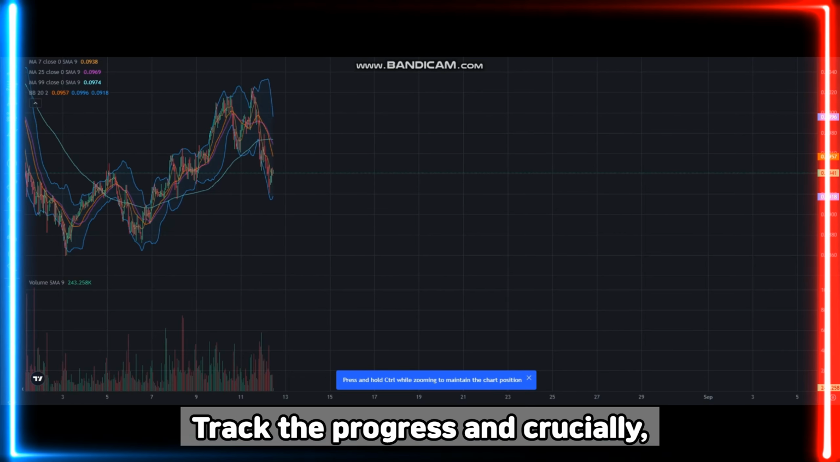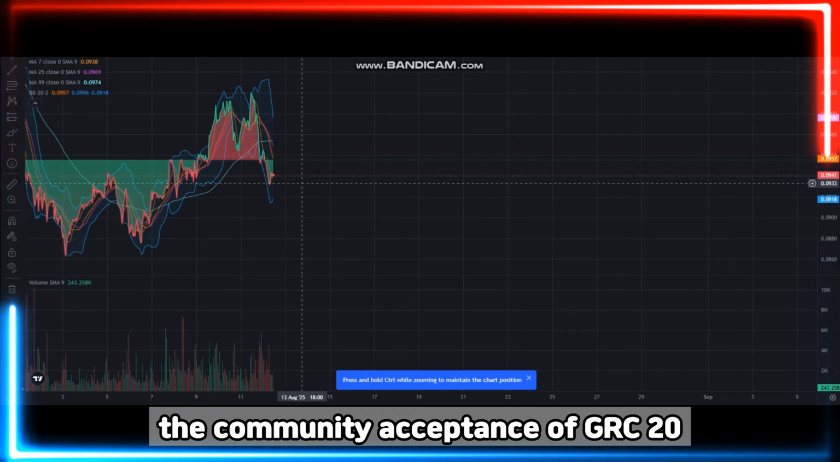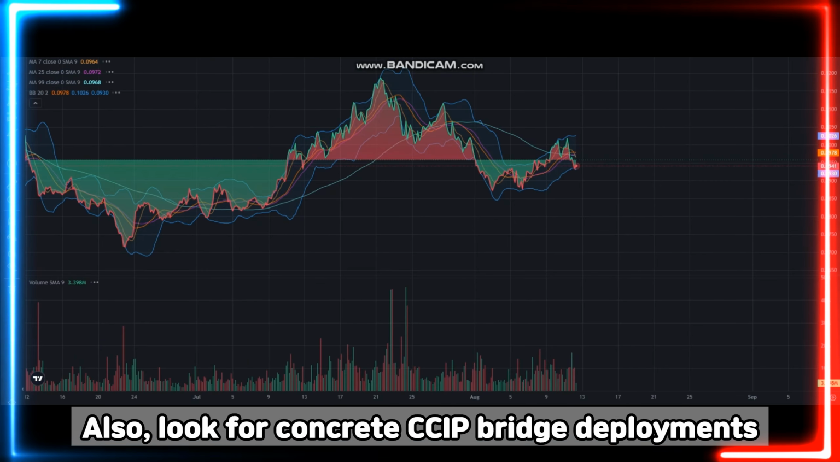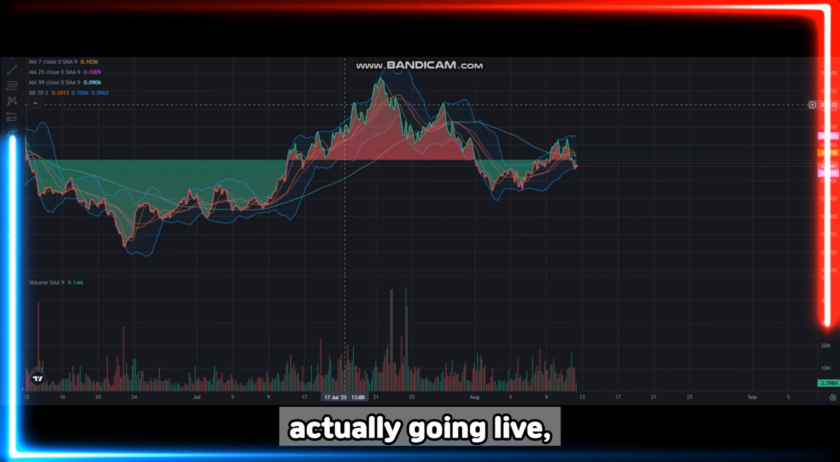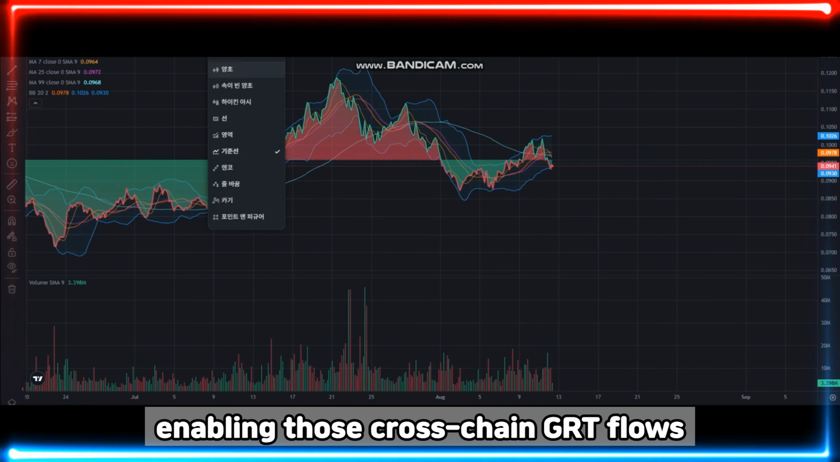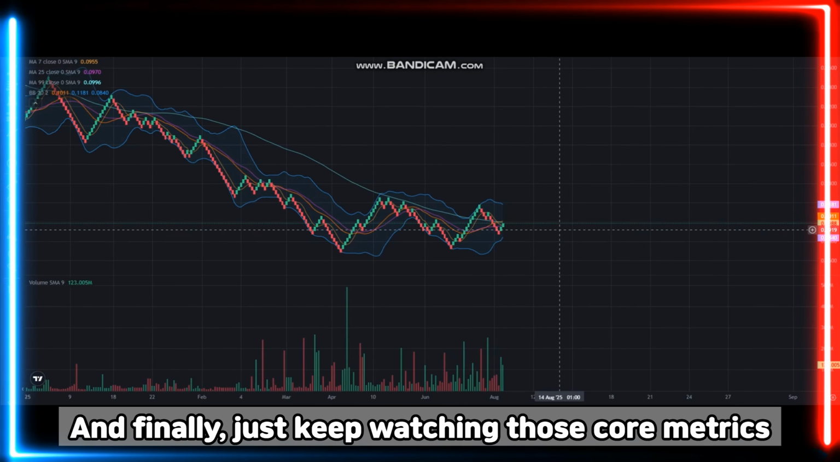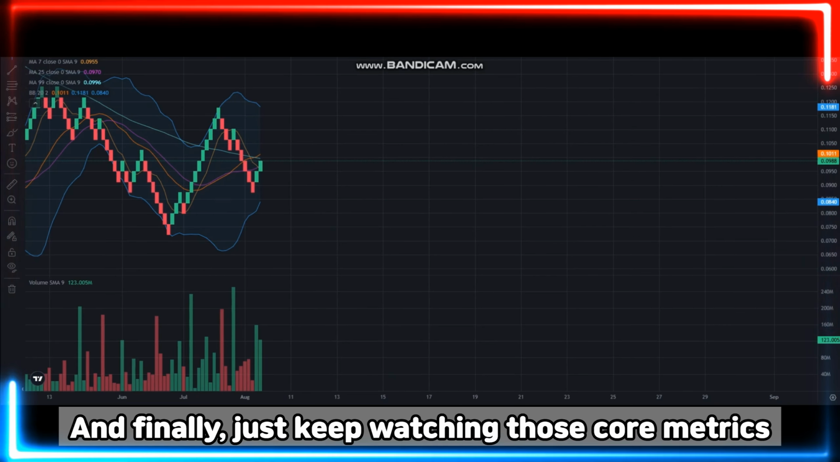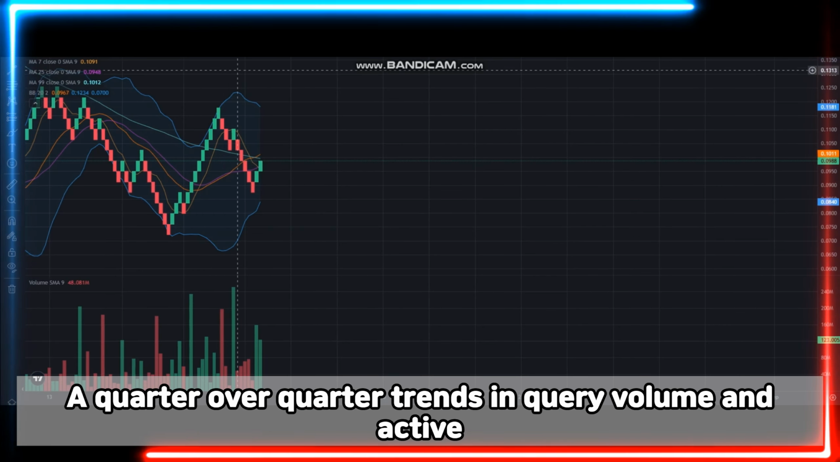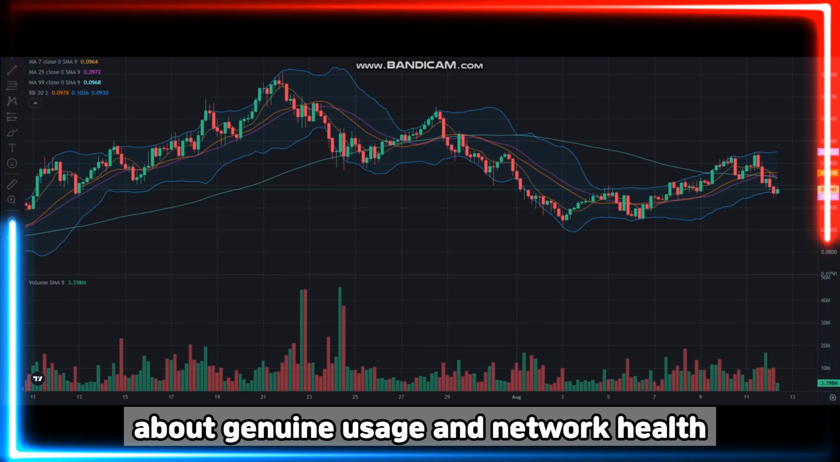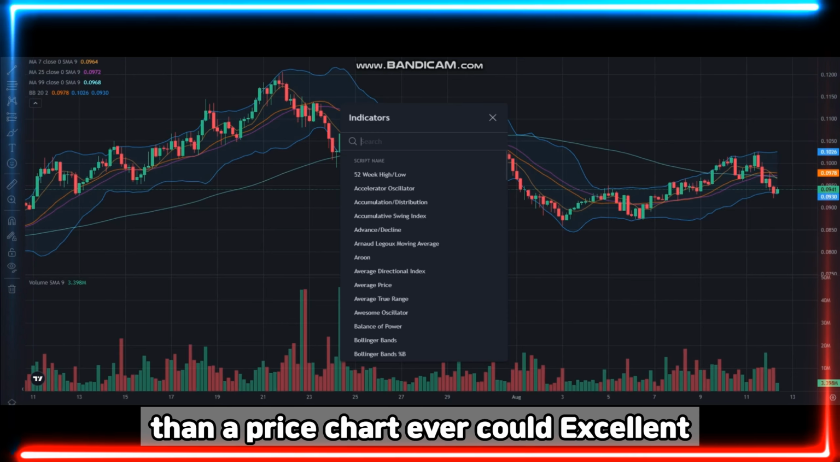Track the progress and, crucially, the community acceptance of GRC20. Is the standard getting traction? Are people building with it? Also, look for concrete CCIP bridge deployments actually going live, enabling those cross-chain GRT flows. So functioning bridges, not just plans. Right. And finally, just keep watching those core metrics. Quarter-over-quarter trends in query volume and active subgraphs, those signals tell you a lot more about genuine usage and network health than a price chart ever could.